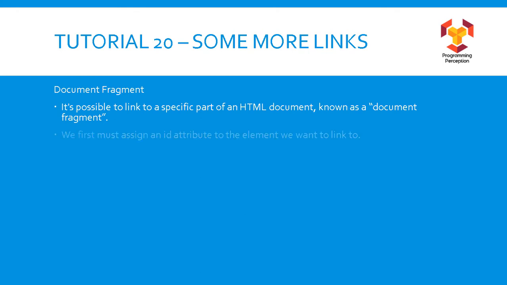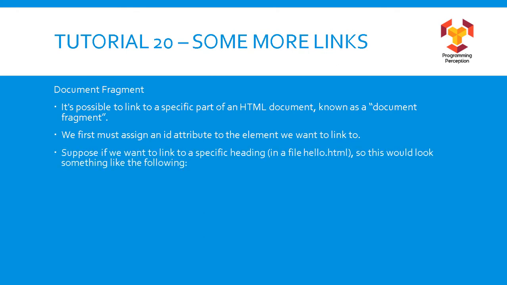Now in any case, we must assign the ID attribute to that specific element to which we want to link. Suppose we want to link to a specific heading in a file hello.html, so this would look something like this. Now clearly you can see H1 is the heading that we have provided. The text is welcome to programming perception and the ID attribute has the value my heading. Now when we provide a link to this heading, we will take help of this ID.